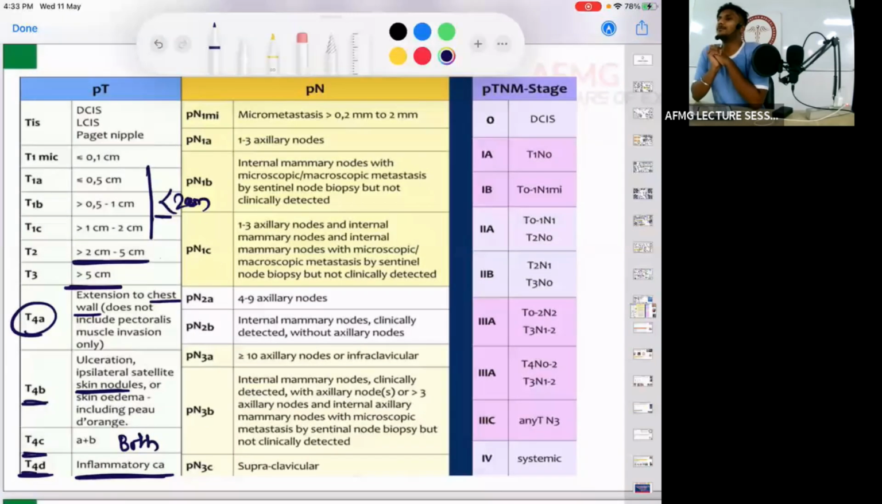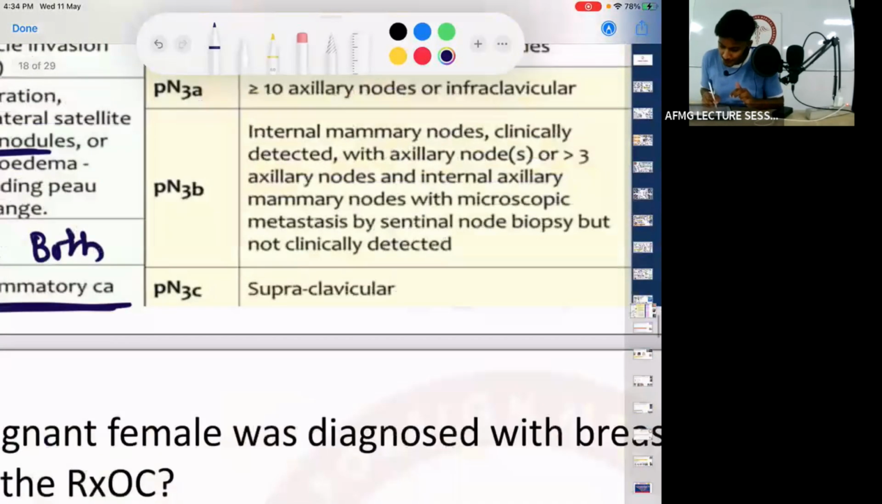T1, T2, T3, T4A, T4B, T4C and T4D. Worst prognosis: inflammatory breast cancer.